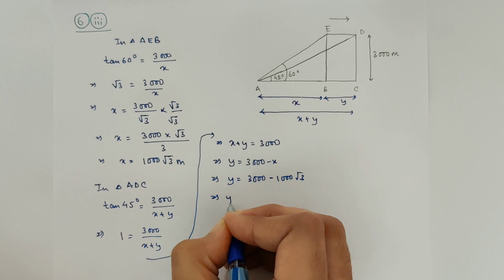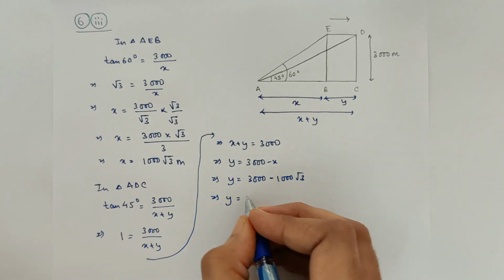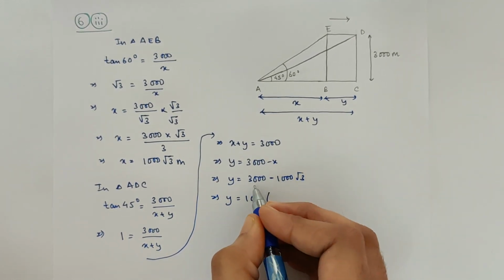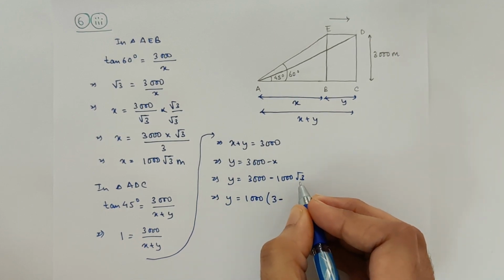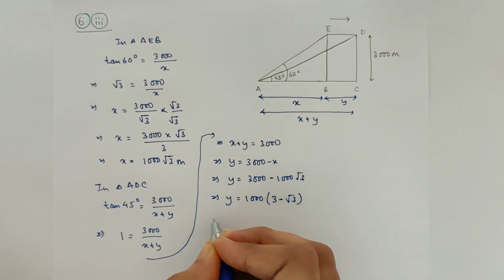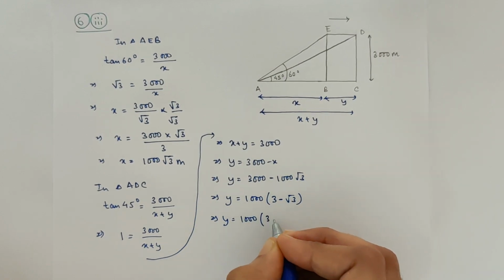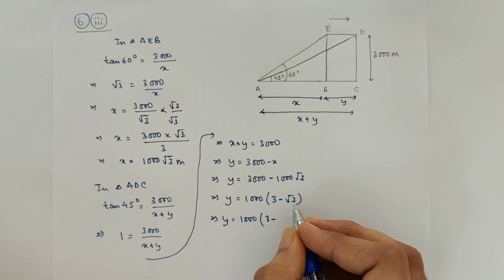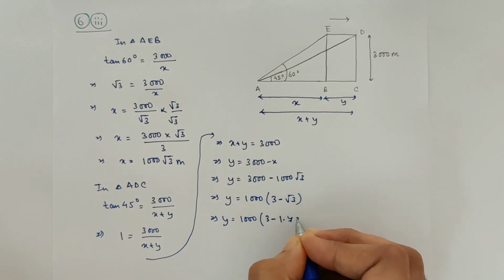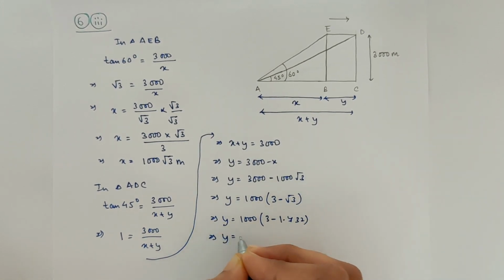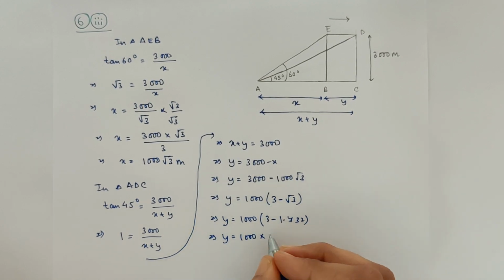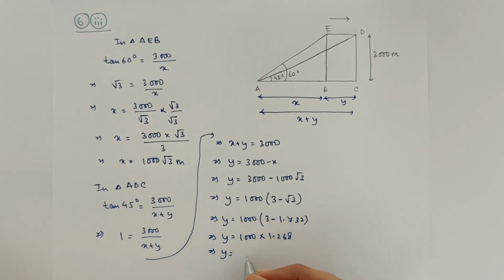Now what we will do over here? We will take 1000 common. So taking 1000 common, we get 3 minus root 3. So we get y is equal to 1000 into 3 minus the value of root 3, which is 1.732. So y will be equal to 1000 into 1.268. Therefore y is equal to 1268 meter. So we have found the distance.